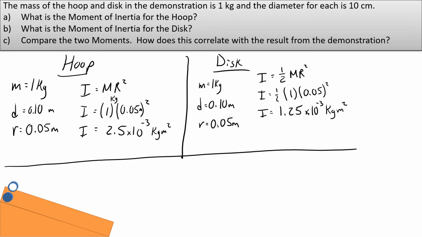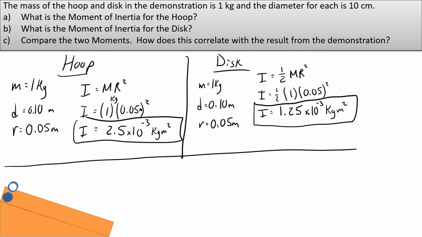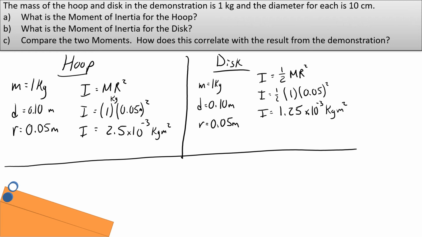So, yeah, does this correlate with the result from the demonstration where the disk reached the bottom first? I would say so, because if you think of the rotational type of stuff, you could say like this has less rotational mass than this one does. It has less of a moment of inertia. So since it has less rotational mass, the same torque will accelerate it faster. We're thinking Newton's second law again. All right, so we'll give it a nice big green check mark. Nice, it does correlate.